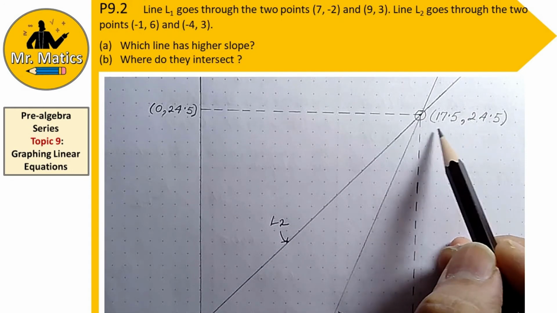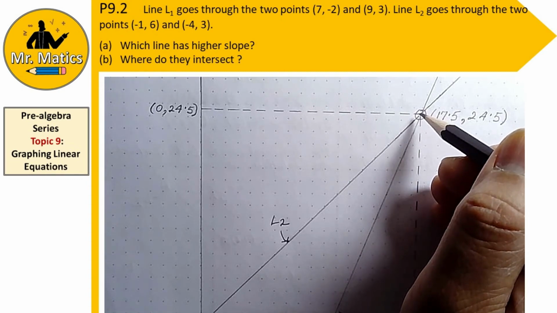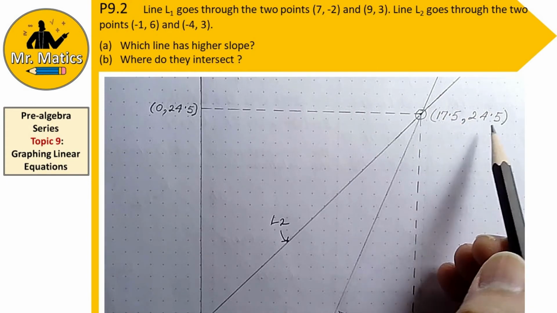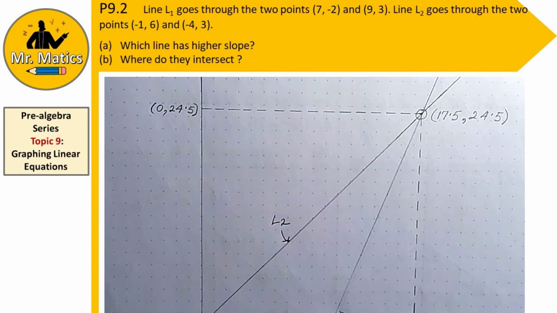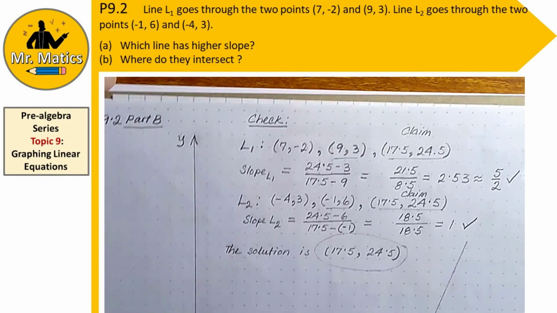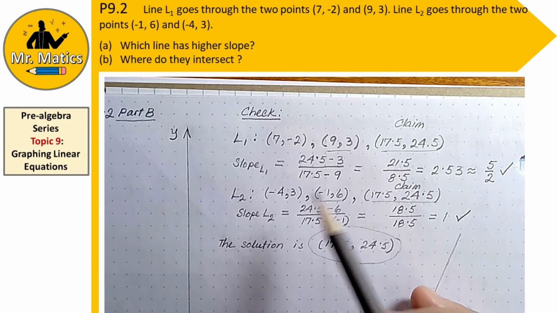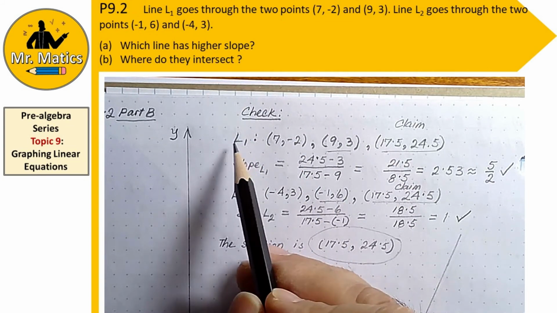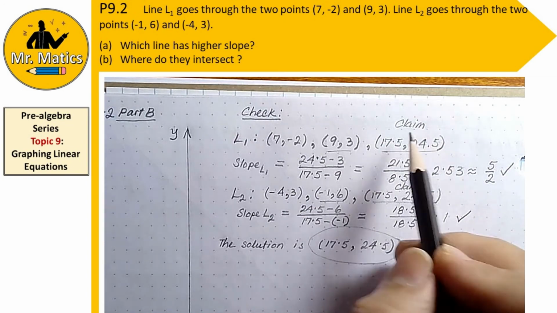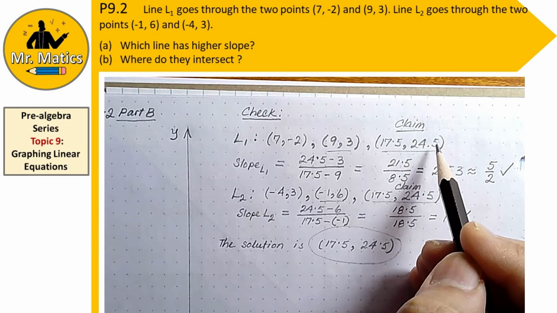So I've taken 17.5 and 24.5. If you look very, very closely, they are not exactly in the middle, maybe a little bit to the side in the x direction, but I've chosen 17.5 and 24.5 as the approximate solution. Now that we have the intersection point, I want to make checks. I want to check if this point is indeed on L1 as well as on L2. L1 is passing through these 2 points which are already given. My claim is that this point, 17.5 and 24.5, is also on L1.